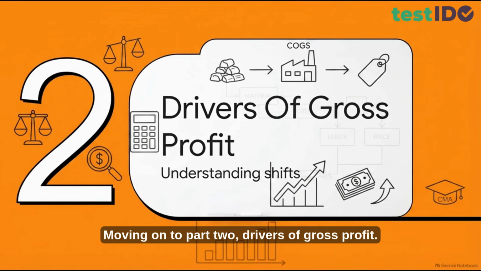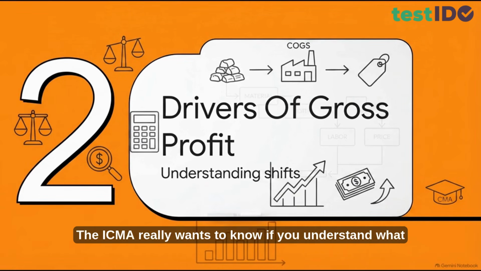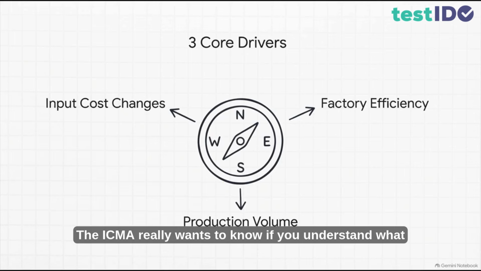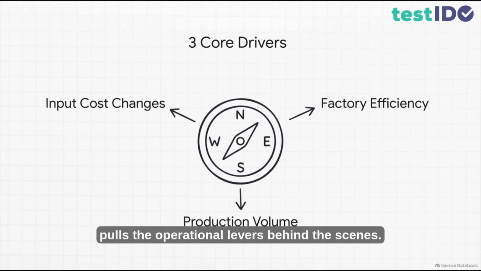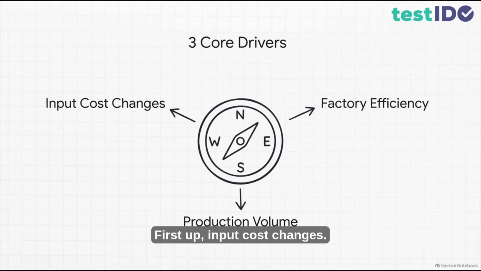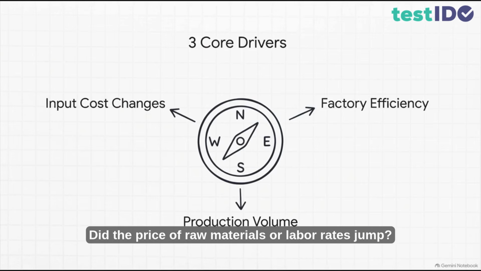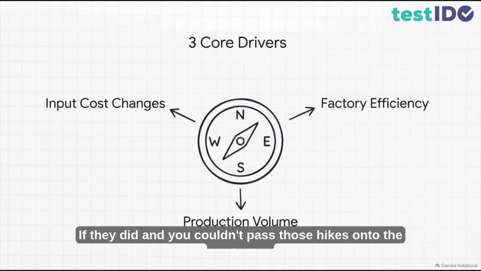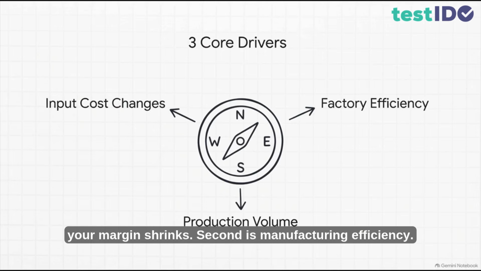Moving on to Part 2, Drivers of Gross Profit. The ICMA really wants to know if you understand what pulls the operational levers behind the scenes. When a margin shifts, you've got to look at 3 main culprits. First up, input cost changes. Did the price of raw materials or labor rates jump? If they did and you couldn't pass those hikes on to the customer, your margin shrinks.